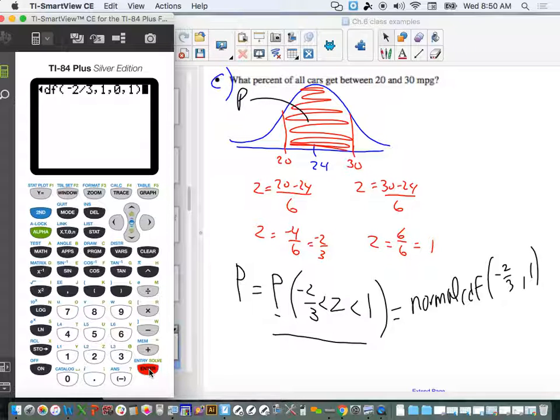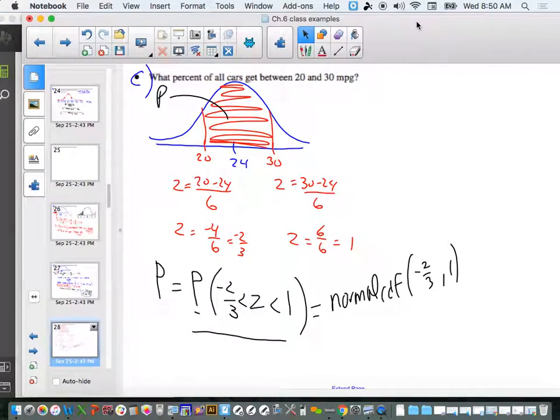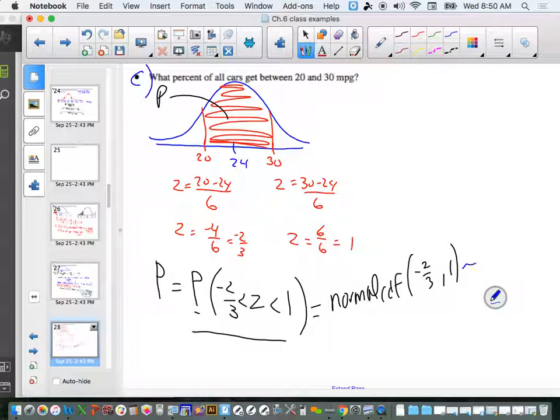Yep. You're saying that the probability part is what we're doing, but the normal CDF is what actually does it on your calculator? The normal CDF is just the button, the command the calculator uses to answer that question. Yep. So our answer is about 58.9%, 0.5889. And I approximated there.